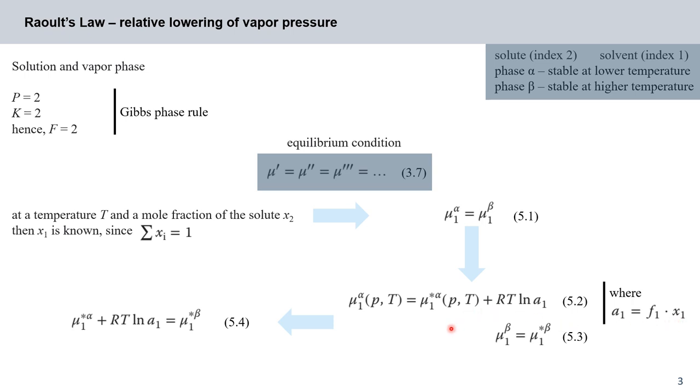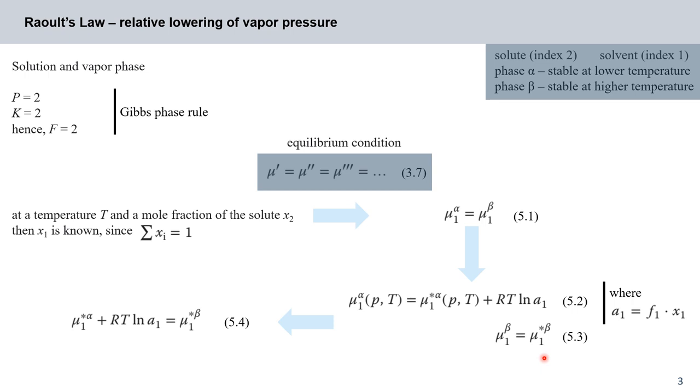So mu 1 star alpha is a concentration independent chemical potential of a pure solvent at the same pressure and temperature as in the mixed phase. And the vapor phase is also a pure phase, as we said. So that means mu 1 beta in equation 5.1 is identical to the chemical potential of a pure phase, and this gives us here equation 5.3: mu 1 beta is equal to mu 1 star beta.